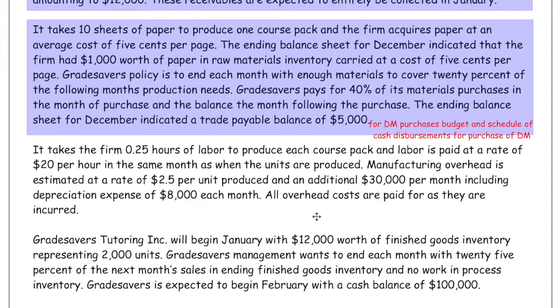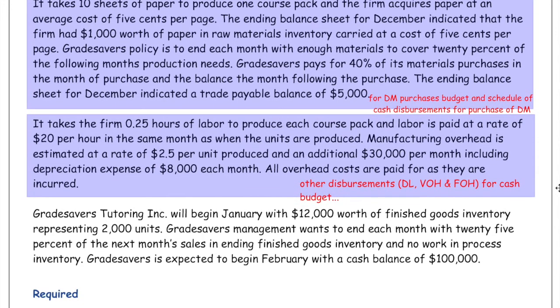In this paragraph, we're offered information about other disbursements that are going to happen for product costs. So not only is the firm going to be paying to buy DM, they're also going to incur things like direct labor, variable overhead, and fixed overhead. And so the information here is going to be used on our cash budget under the cash disbursements section.